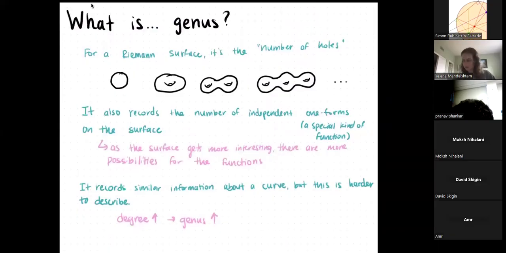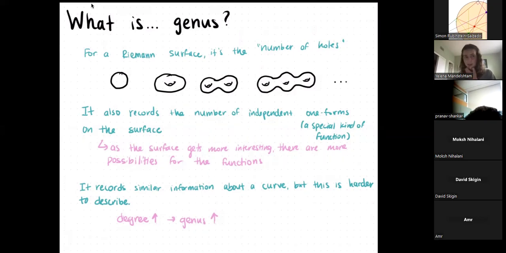I'll tell you about an important property of algebraic curves or Riemann surfaces called genus. There are different ways that you can give a definition of genus, but the easiest one to see for a Riemann surface is the number of holes that your Riemann surface has. So here the genus is increasing. For a sphere, it's 0. It has no holes. For the torus, it's 1. For this double torus, we have 2 holes, 3 holes, and so on.